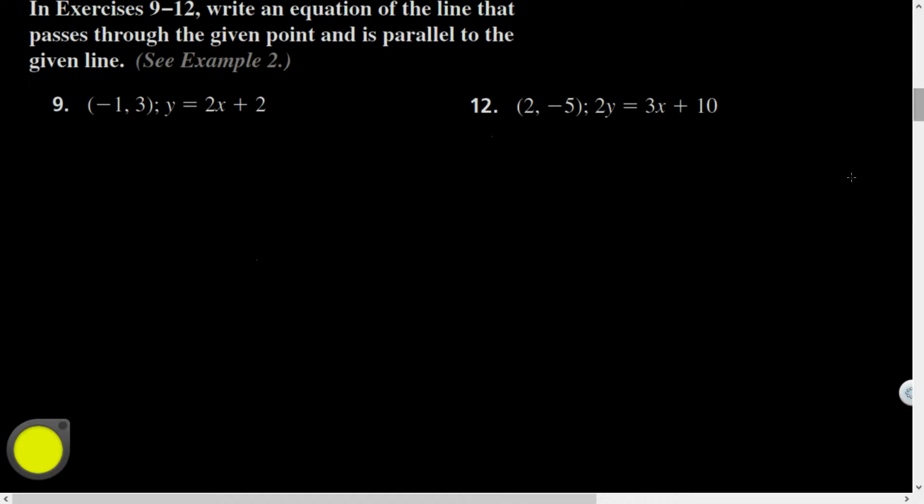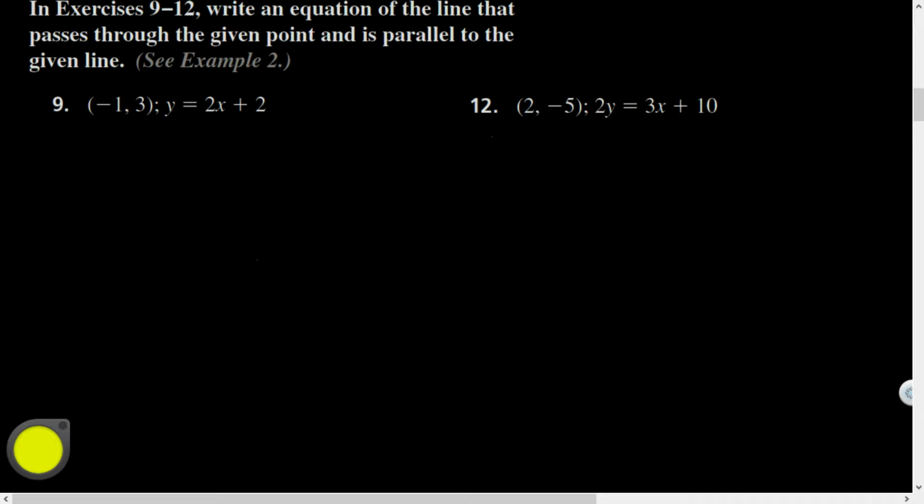Let's see here. These problems. This is what we were looking for. Let's get ready here. I'm pumped for these. So I've got a line and I've got a point. I'm trying to find the equation that passes through the point that is parallel to that line.